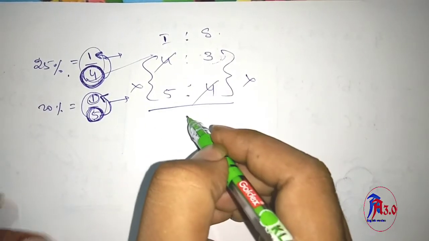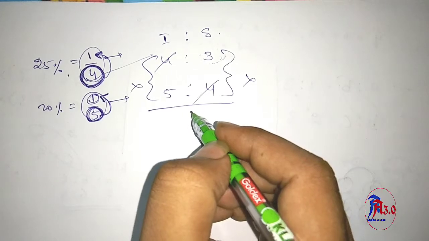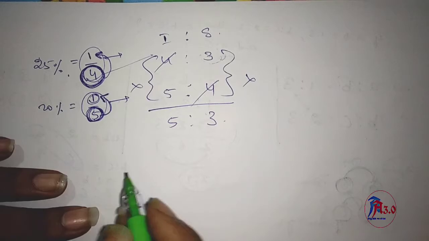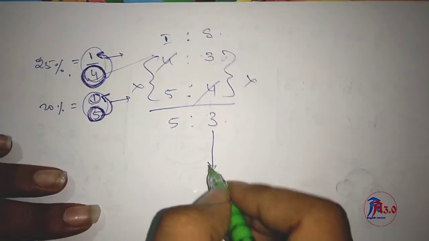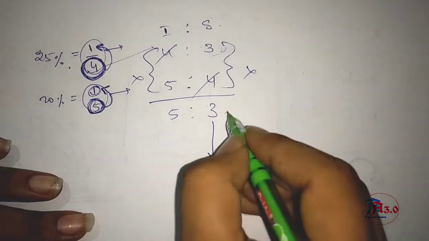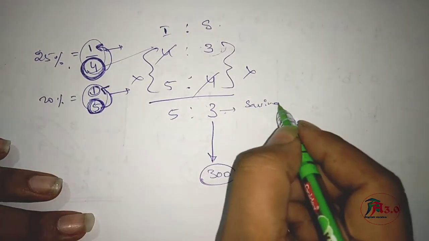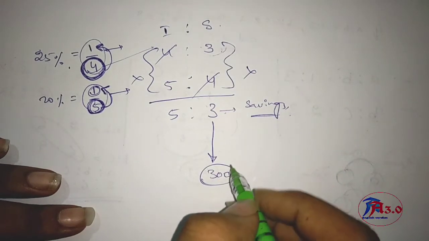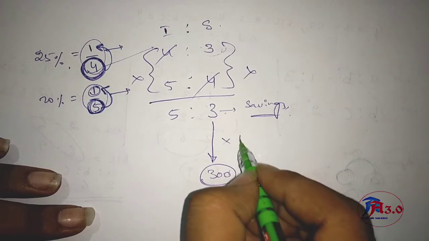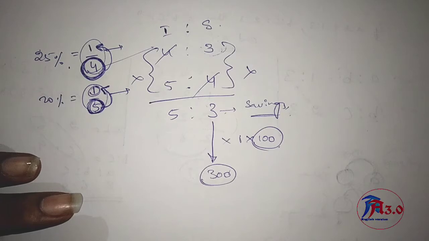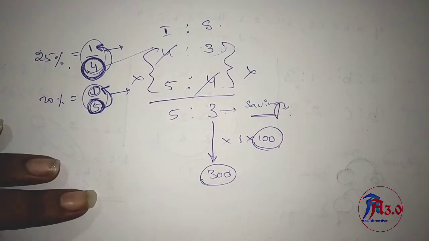So 4 and 4 get cancelled. And then what is remaining here? 5 is to 3 is remaining. Then in the question he gave 3 units as 300. What is 3 actually? It is savings here, isn't it? So 3 units is equal to 300, then 1 unit value is 100.